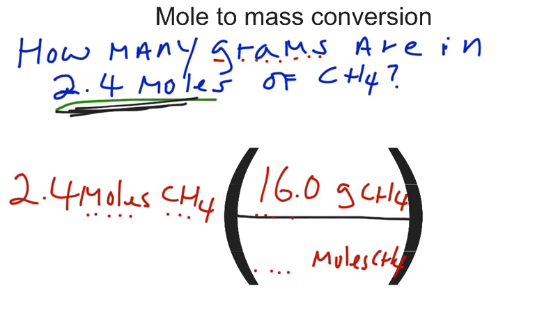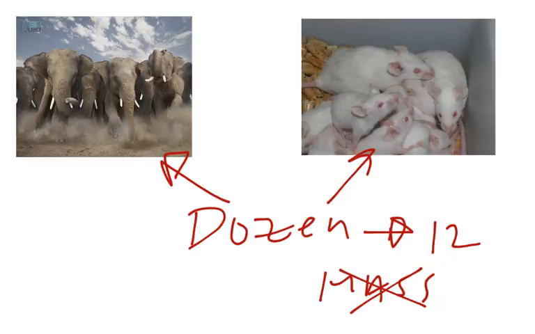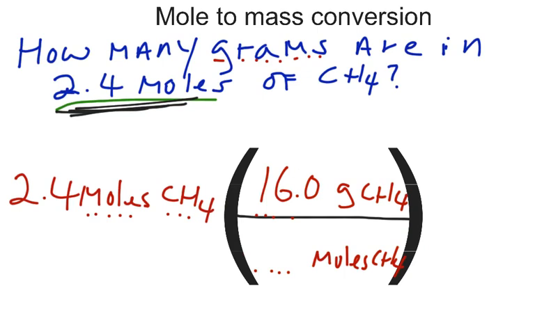And the GFM of any substance is always equal to how many moles? Okay? 1 mole. All right? Because we did it in class already. 1 mole. So 1 mole goes in the bottom. Now what happens next is simple. The mole of CH4 cancels.